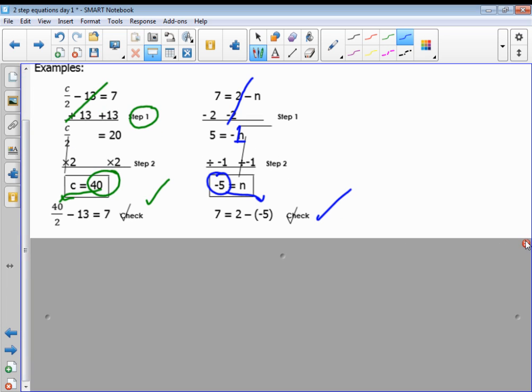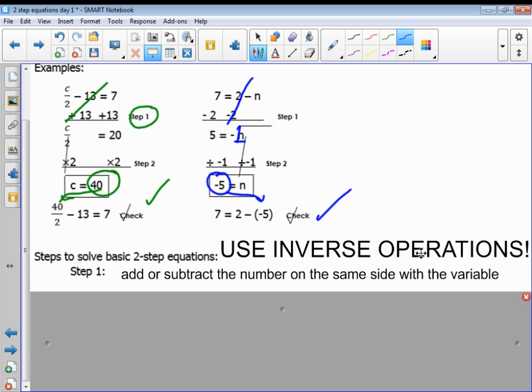Now, we've done the examples. If we look at our notes, you always want to make sure you're using your inverse operations. So for step 1 of these basic problems, you are adding or subtracting the number that is on the same side as the variable. And that's super important because we want to make sure we're always trying to isolate the variable or get it by itself.